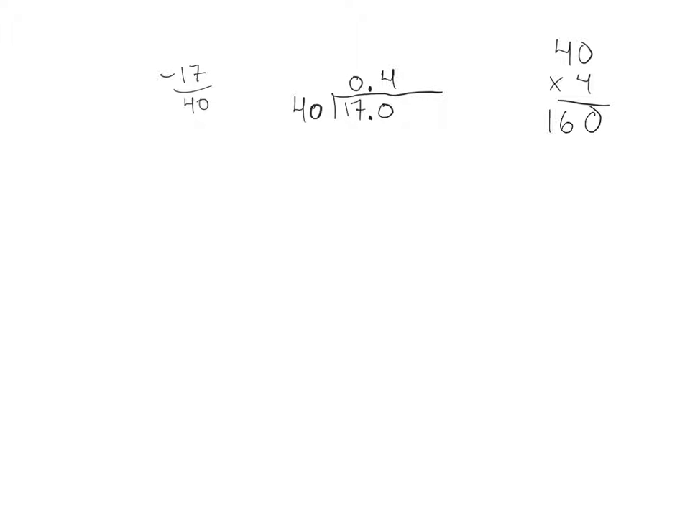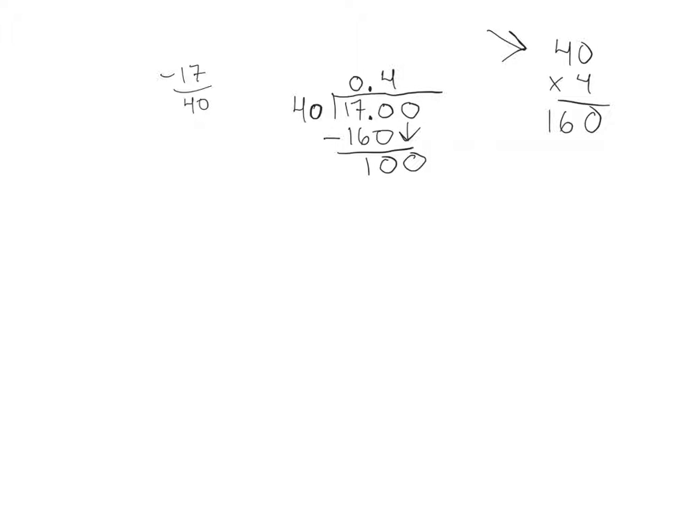So now we go ahead and multiply the 4 times the 40, which we did already right there, and we get 160. So don't forget, after you multiply, then you subtract those two. So we subtract those two, and we're left with 10, and then we add a 0 because we need to bring down that next digit.